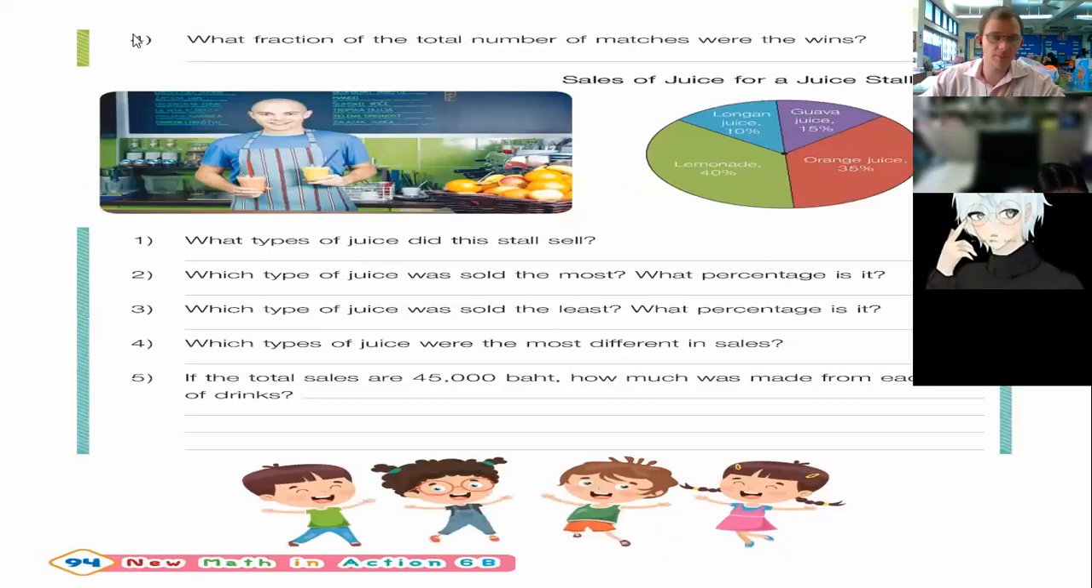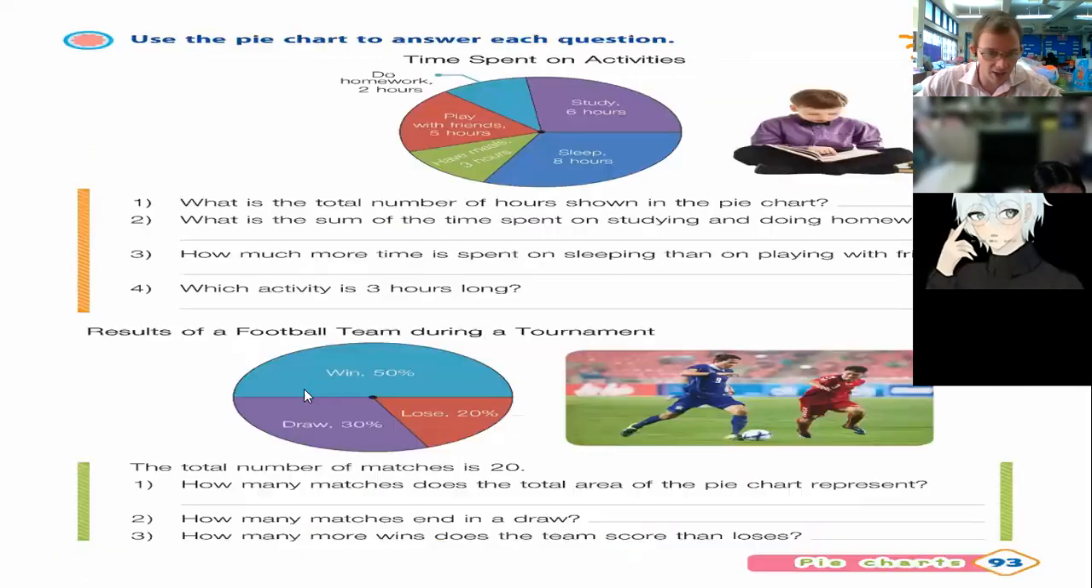We have one more question for number 4. What fraction of the total number of matches were the wins? Now, this is a very easy question. I won't ask a question as easy as this one. It's a half. Why is it a half? Because we won 50% of the time.